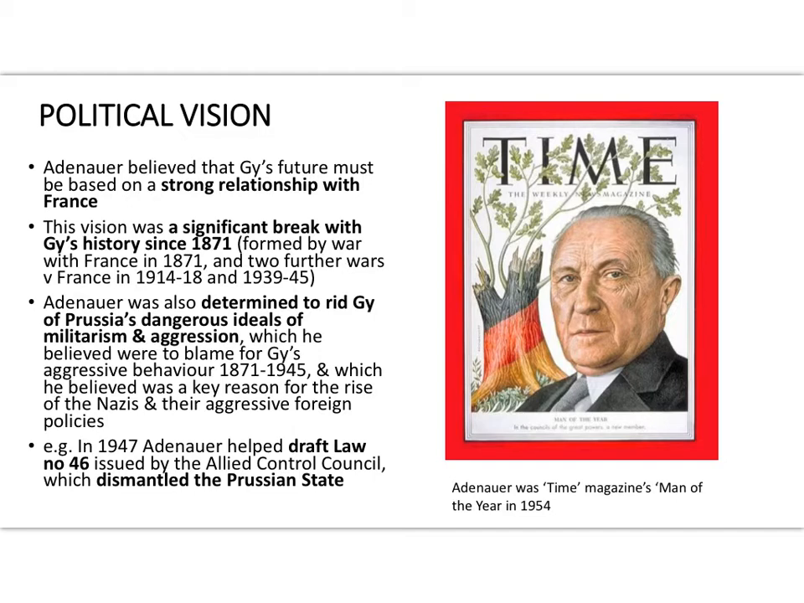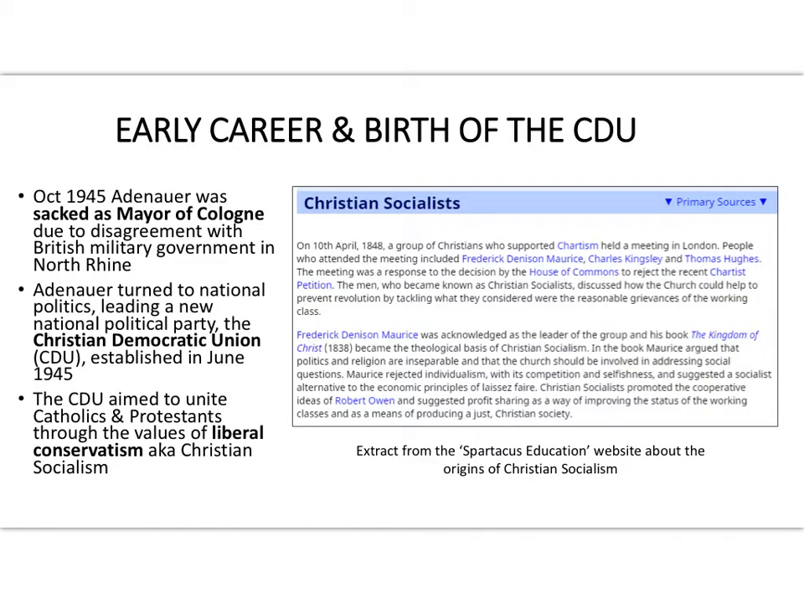Very determined to rid Germany of Prussian militarism, he was obviously a key player in the formation of West Germany. So in the background that we've done so far, he drafted Law Number 46, which dismantled the Prussian state. That was an Allied Control Council law. And of course, he was the chair of the Parliamentary Council that wrote the Basic Law, the West German Constitution.